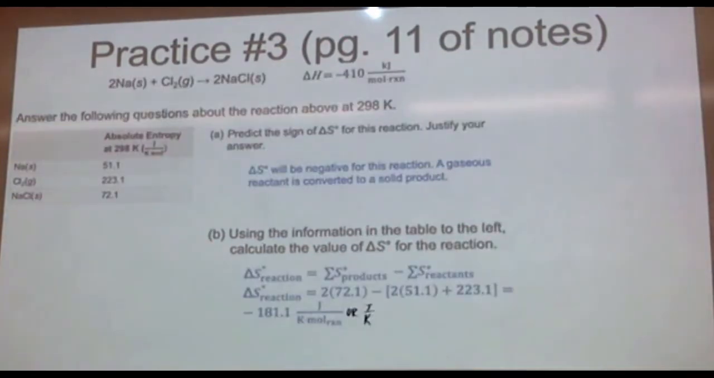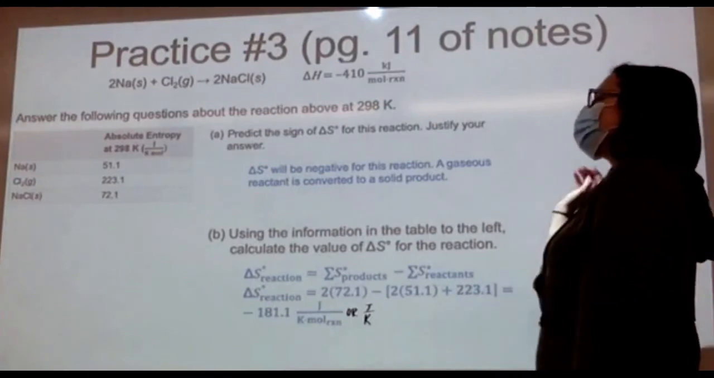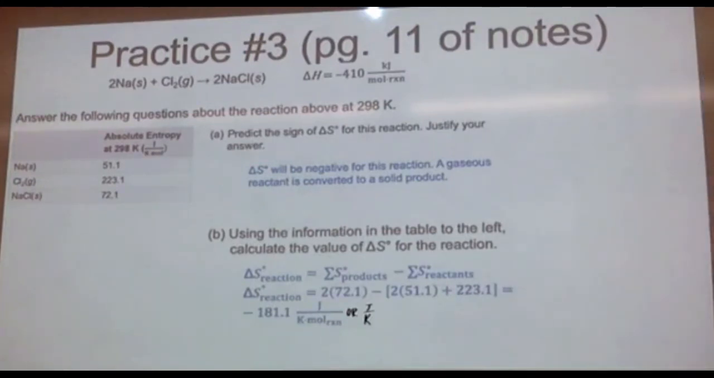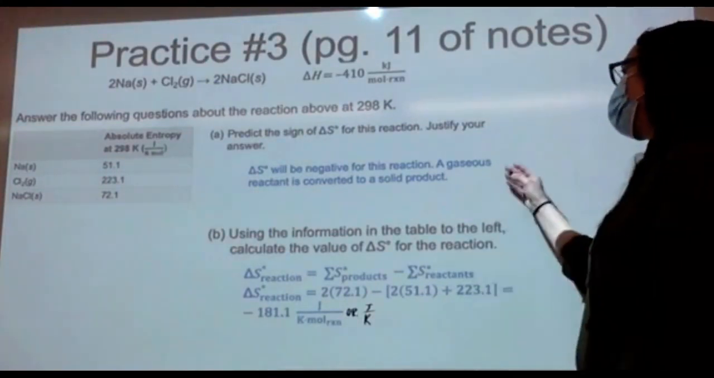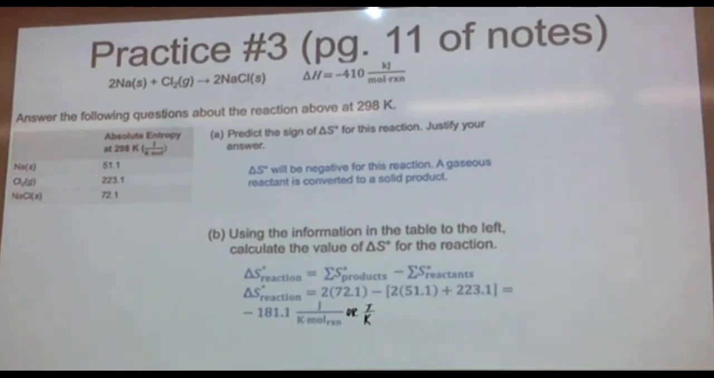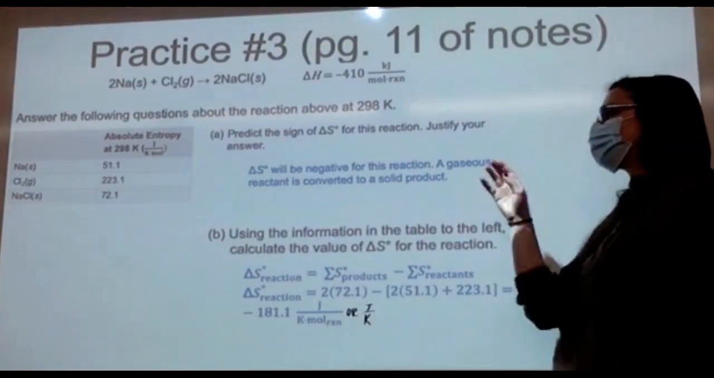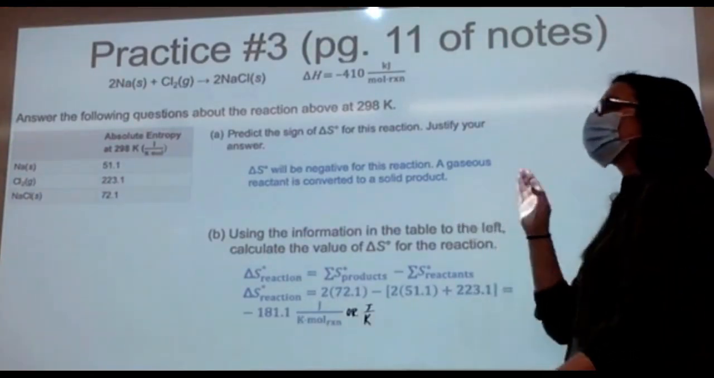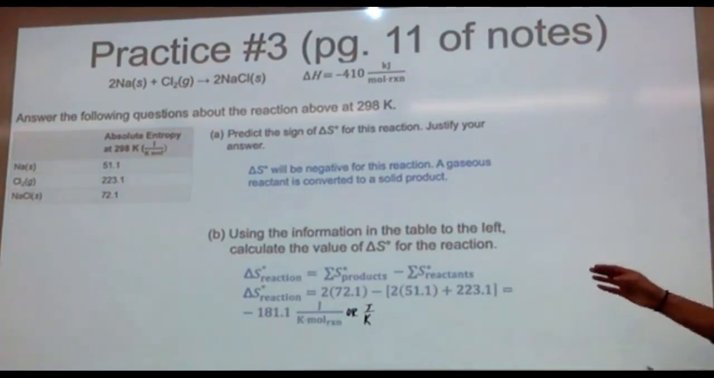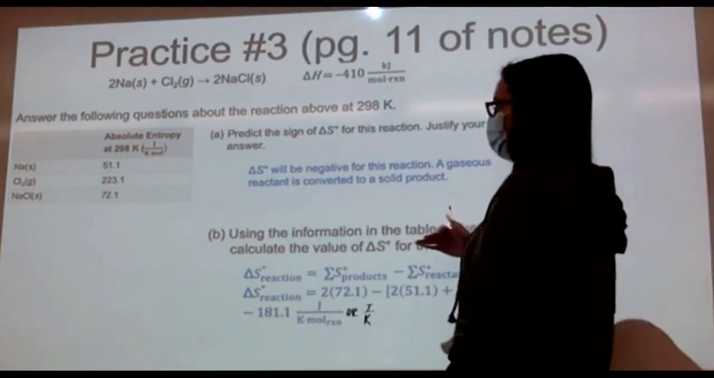So I put the answers up here. The justification for part A might look a little bit different. Some people said it becomes more ordered. Some people said it becomes less disordered. College Board just said that you have a gas converted to a solid. So you can have different things for the justifications. If you talked about it in terms of disorder or more ordered, that's fine. But delta S will be negative.